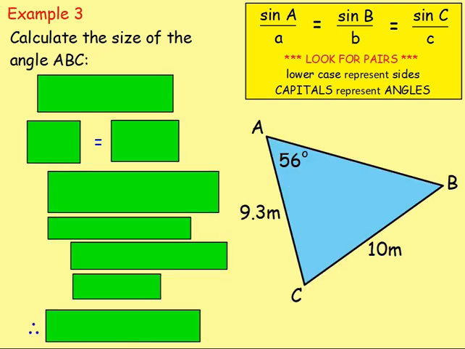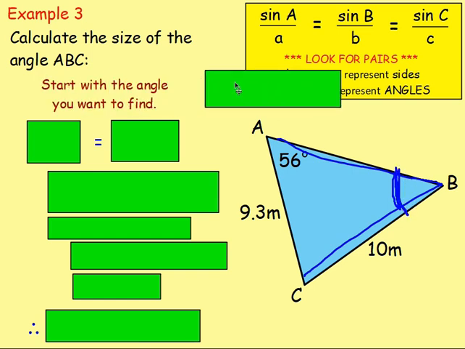Example 3, calculate the size of the angle ABC. So, how do we go about doing this? Which angle is it we're wanting to find? Well, if we go from A to B to C, that is the angle we're wanting. It's this angle down here at B.